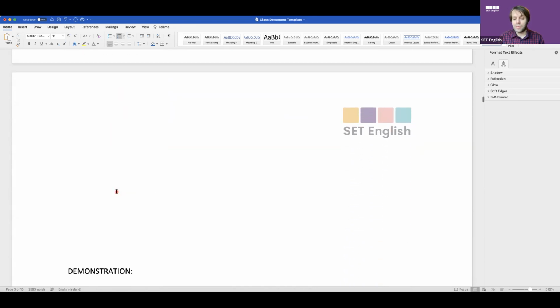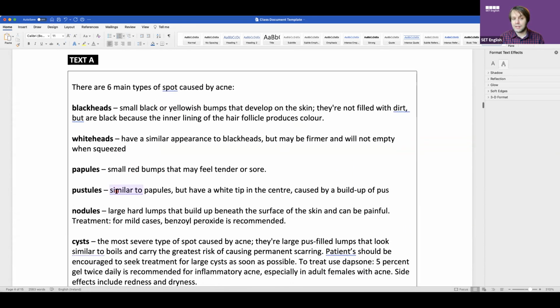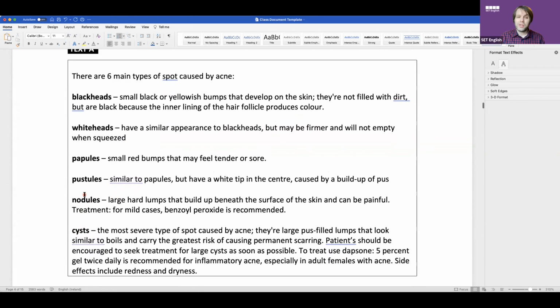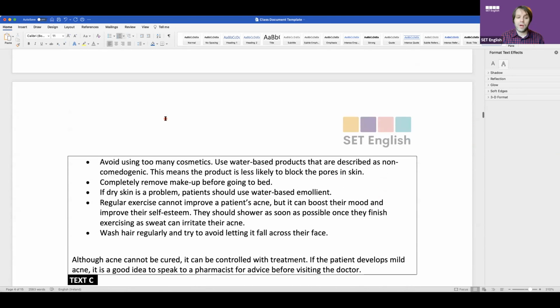But what about this? What's the main idea of that text? It's much easier to get the function. What's the function? Classification. Classification, okay? But the topic is acne, types of spots, right? You're going to see this very often where you're not actually sure.